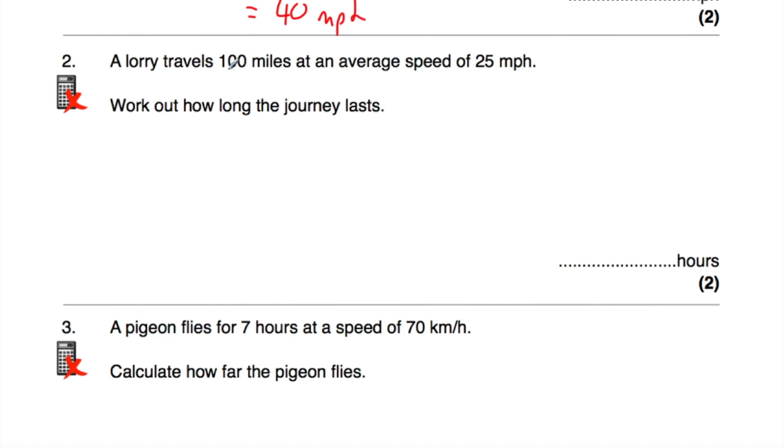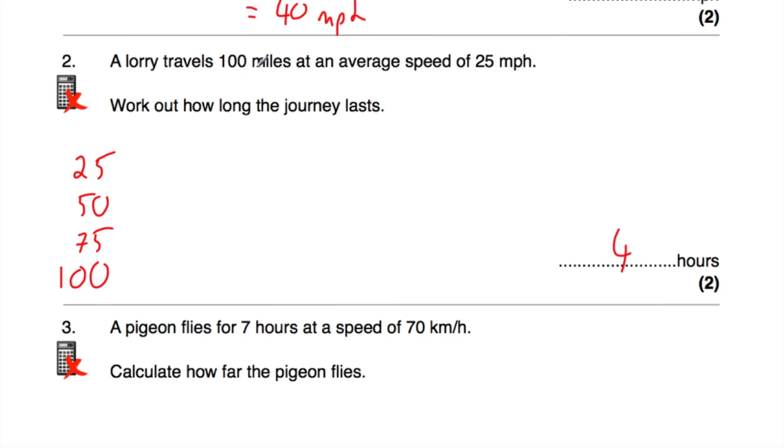And if it drives 100 miles, if we just divide 100 by 25, that'll tell us how many hours it should take. So we could count up in 25s and say 25 plus another 25 is 50, plus another 25 is 75, plus another 25 is 100. So it would take the lorry 4 hours to do the journey. So the journey would last 4 hours.